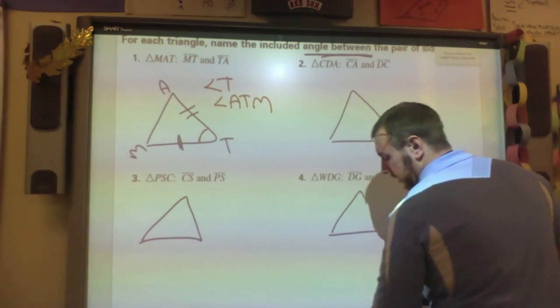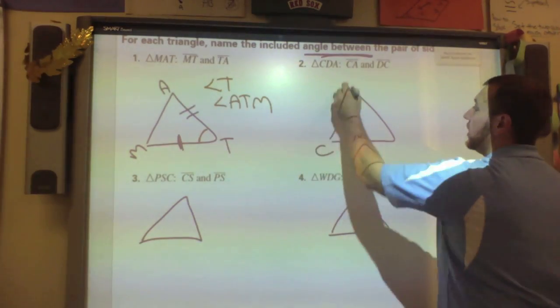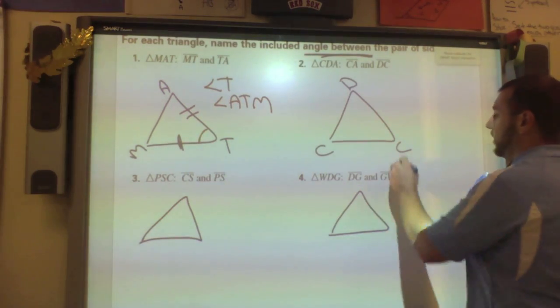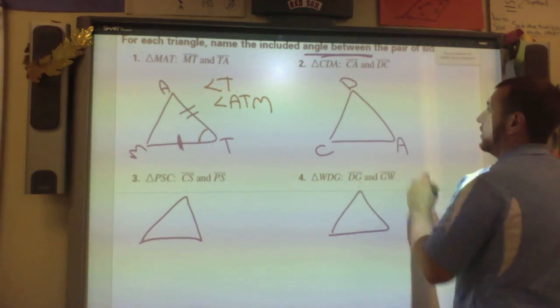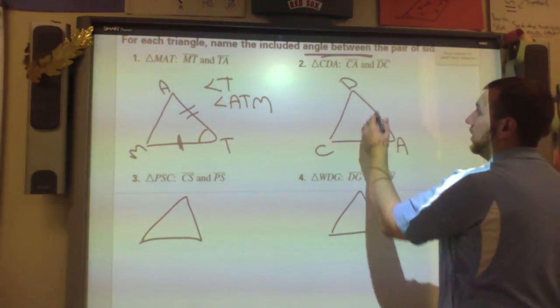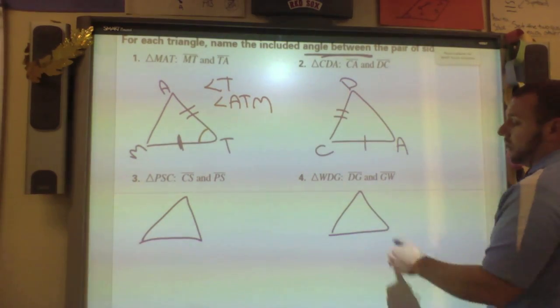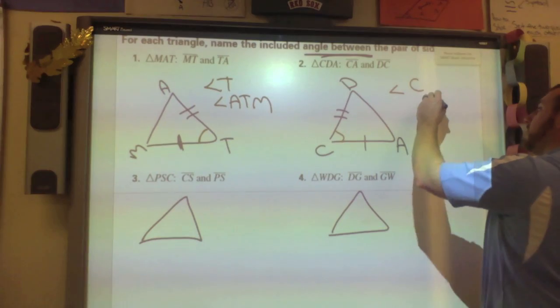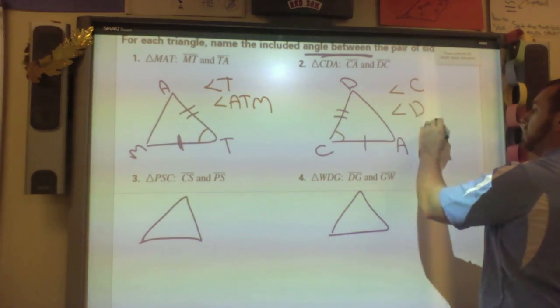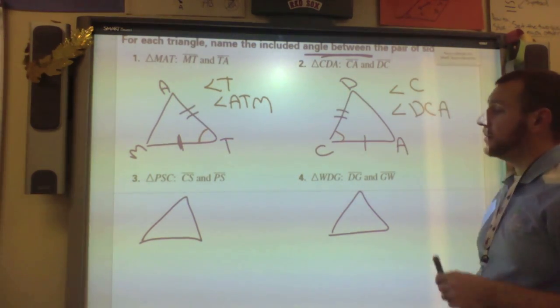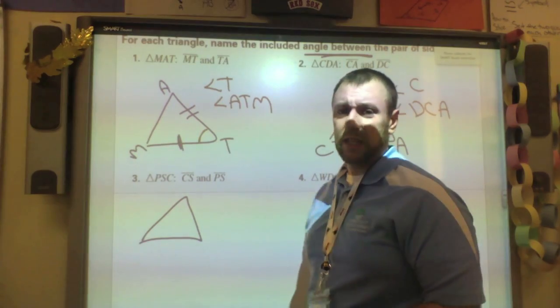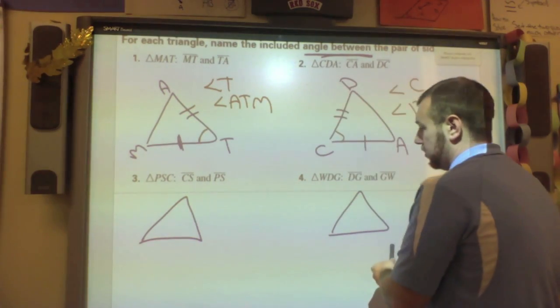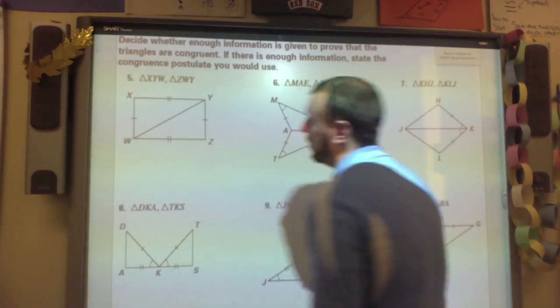I can do the same thing here. CDA. Okay, I mark CA, I mark DC. So the angle between them is here. So that's angle C or angle DCA. And I can continue this for these next two.